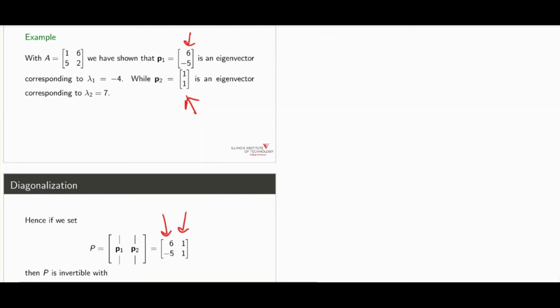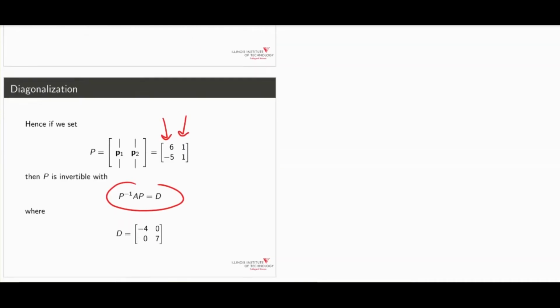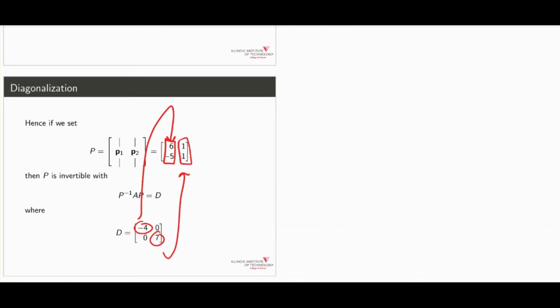We can check that. And if you do it like that, P is invertible and P inverse AP will equal D. And what is D? D has the eigenvalue corresponding to this particular eigenvector, and 7 is going to be the eigenvalue corresponding to this particular eigenvector.